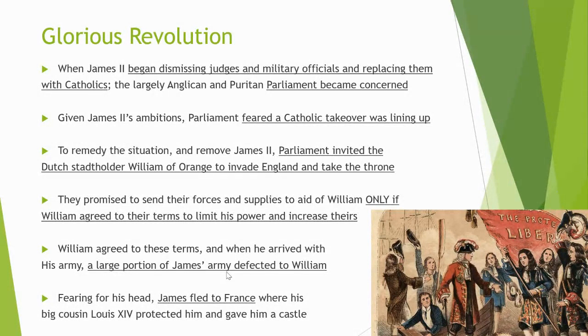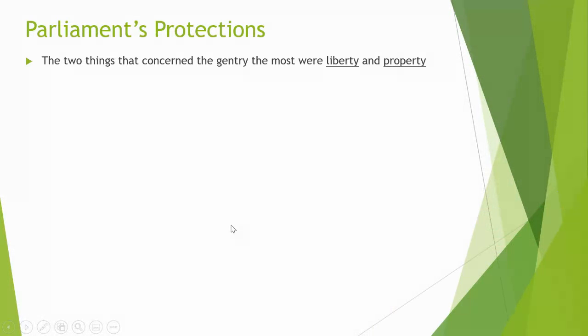So the Glorious Revolution is going to be mostly bloodless, and it's going to have a Dutch ruler come and take over England as well. The reason they chose him was because James II's daughter married him, so they saw him as next in line, and because he was Protestant, they liked him.